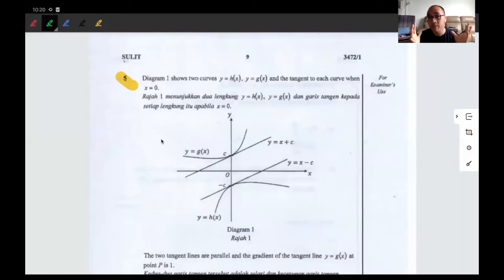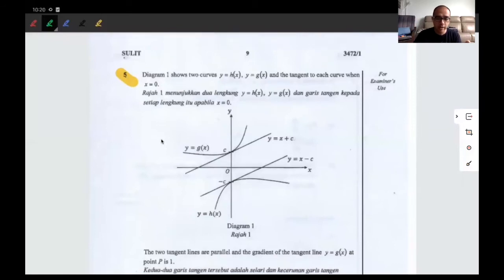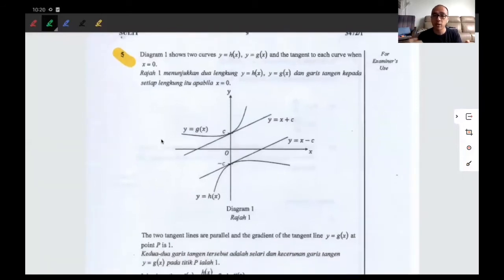Okay, he made it like that. Okay, so the diagram shows two curves, y equals to h(x) and y equals to g(x). So you have two curves over here, curve number 1, curve number 2. And the tangent to that line when x equals to 0. So over here, x is 0.